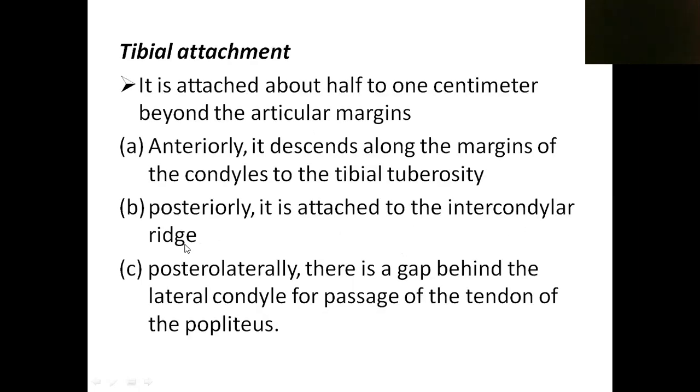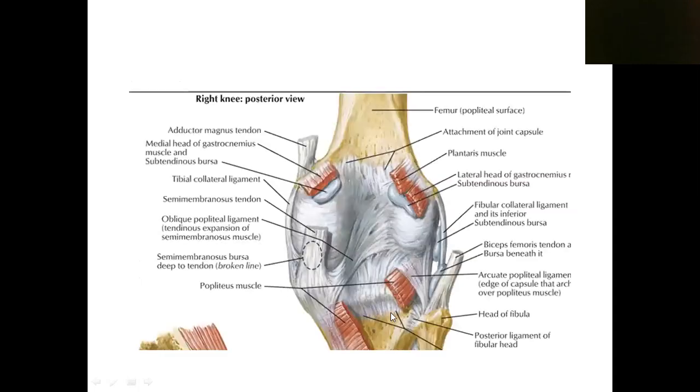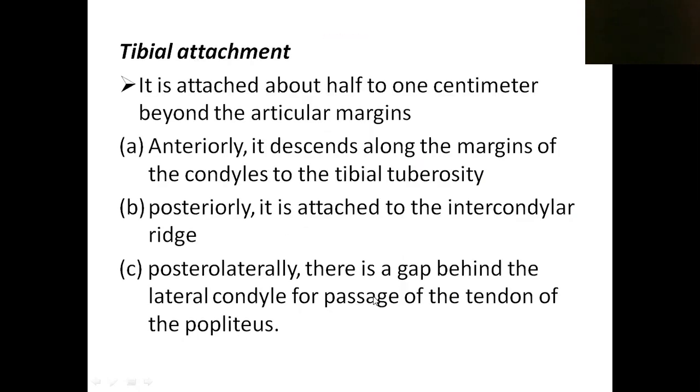Posteriorly it is attached to the intercondylar ridge that we know, and posterolaterally there will be a gap for the popliteus muscle. See here, now we can see the popliteus muscle is coming out from the fibrous capsule or from the joint cavity. So there is a gap for this popliteus muscle, and posteriorly it is attached to this ridge, the intercondylar line.